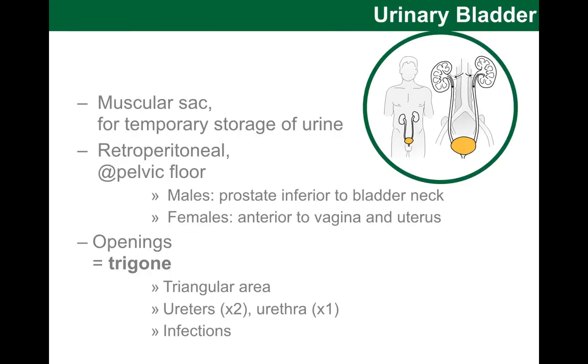Now, next is the urinary bladder. The bladder is a hollow muscular sac that is meant to be a temporary storage for the urine. It stretches as it fills and then shrinks when it empties. In terms of its location, the urinary bladder is retroperitoneal. It lies on the pelvic floor, posterior to the pubic symphysis.